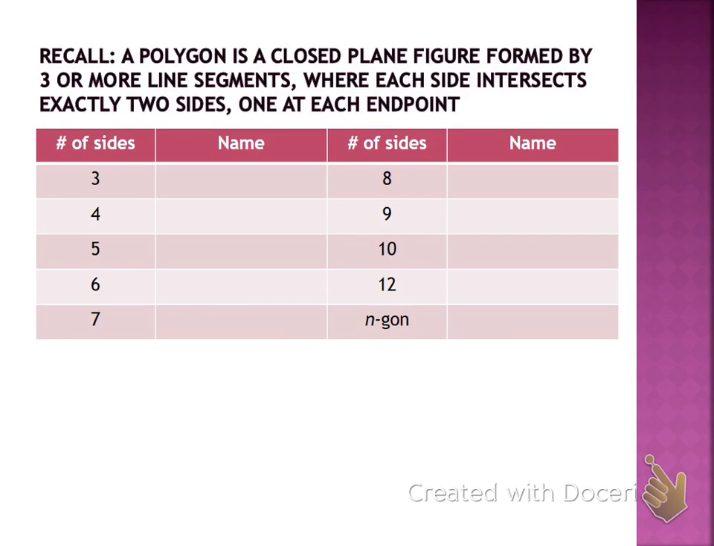Recall that a polygon is a closed plane figure formed by 3 or more line segments where each side intersects exactly 2 sides, one at each endpoint. So the definition is a little long. Most of you would be able to recognize a polygon if you saw one. The reason it gets so detailed is so that you understand certain things are not polygons. Meaning, if it has a curve in it somewhere, it's not a polygon.